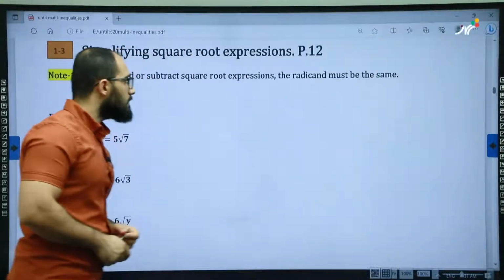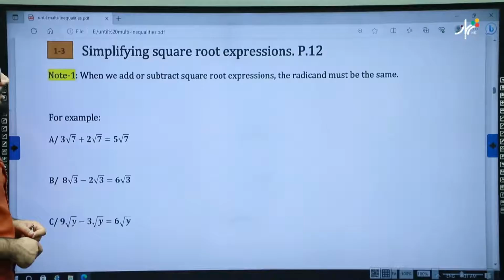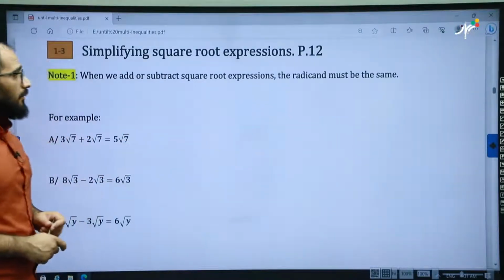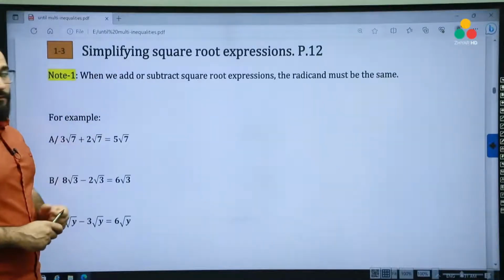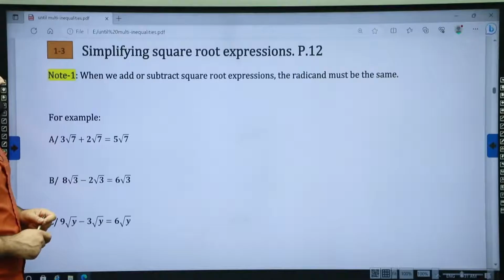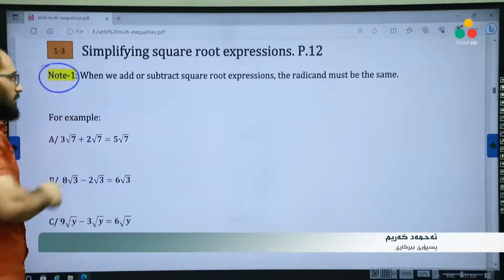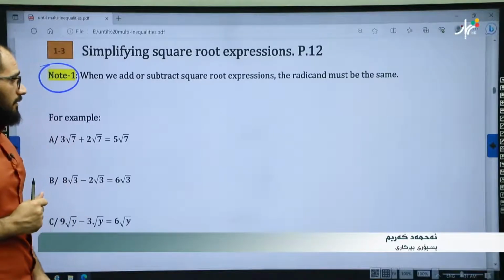Today we have a new subject in chapter 1, section 3, simplifying square root expressions, page 12. In the previous class, we discussed square roots and perfect squares. Right now we have simplifying square root expressions. In this section, what is important is adding and subtracting square roots.